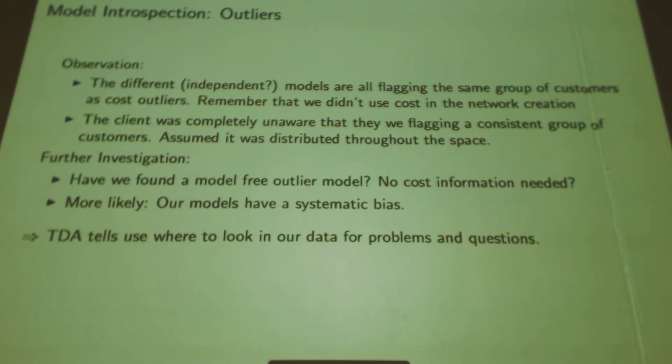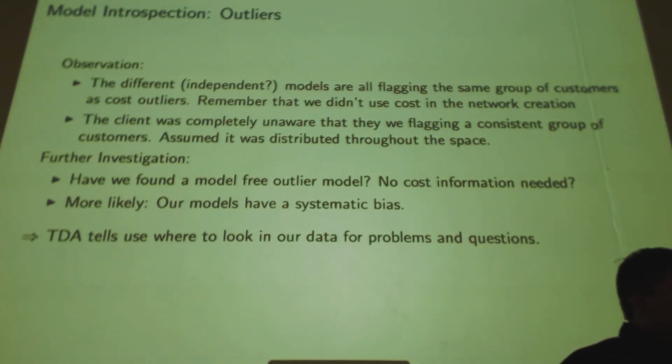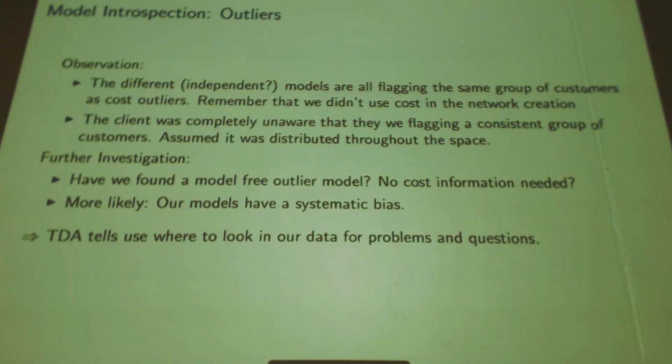So this is where the summary and the topology, without explicitly asking the data, told us where to go look. It said, look at that group. I didn't have to hypothesize that there's a group or that there's a bias, or figure out how to find a biased cluster. I knew afterwards, hey, I have to ask some questions about what's going on here and figure it out. And the answer turns out to be bias. So it tells us where to look in our data for problems and questions.